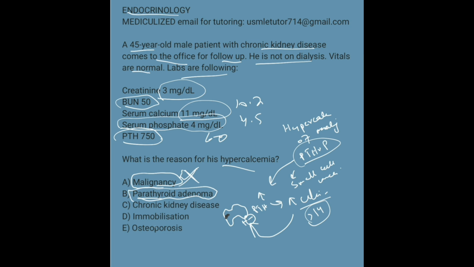Then we have CKD. So the patient is having CKD, but here they said the calcium is high. Remember, in CKD there is hypocalcemia, and that leads to increased PTH. But here we are having hypercalcemia, so that will rule it out. And in CKD, remember, the reason for hypocalcemia, right? Because the kidney is involved in vitamin D synthesis, and vitamin D is not there. So that's usually the reason, and there will also be hyperphosphatemia.